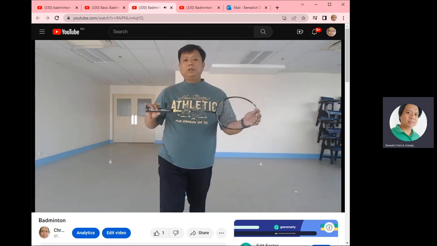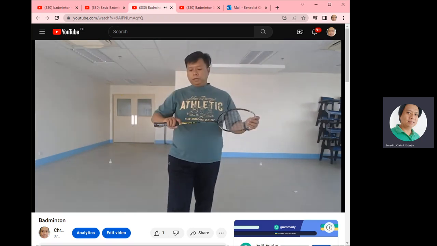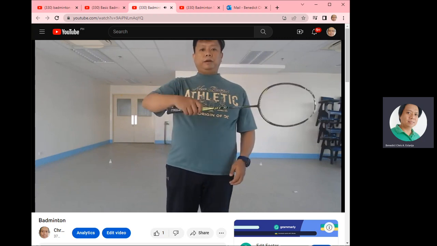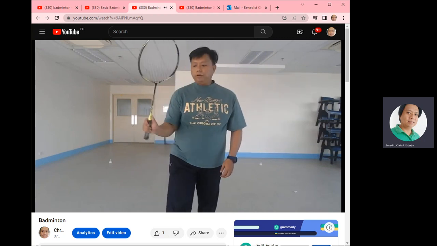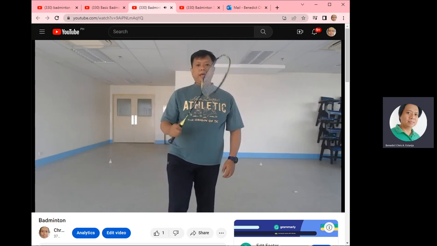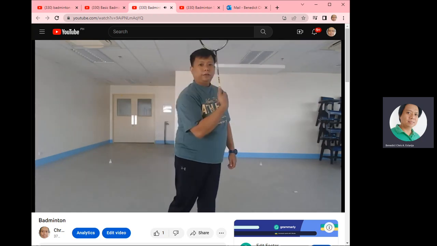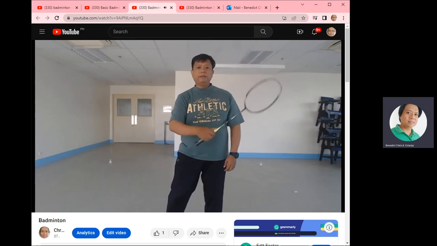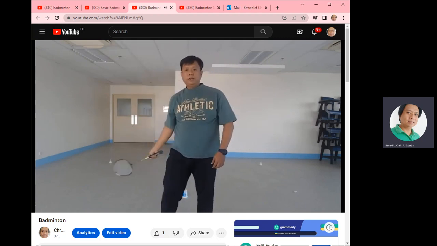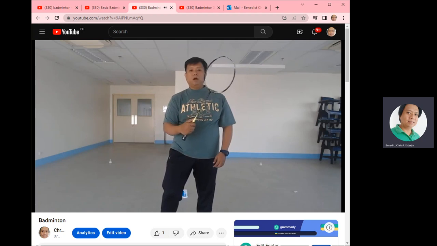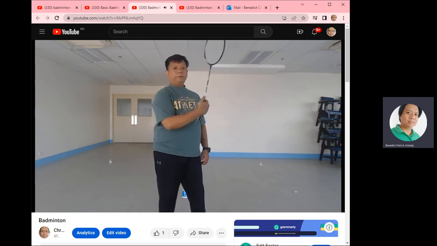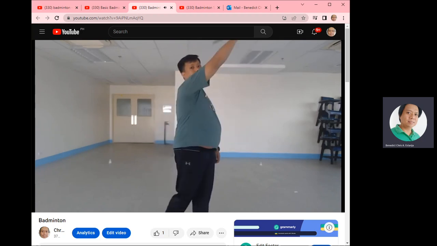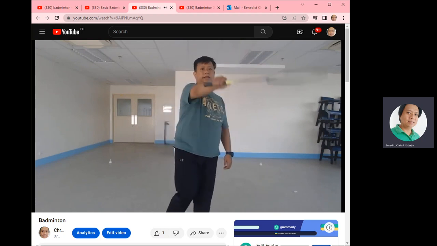So remember that during the discussion, there are two types of grips: we have your handshake grip, and we have your thumb grip. Your handshake grip is that your thumb is at the side of the racket, and your thumb grip is that your thumb is right in front of the racket. Your handshake grip is used for your forehand, your overhead shot, and your underhand shot, which is all forearm. For your thumb grip, you're going to be using this for backhand, overhead backhand, and underhand backhand.